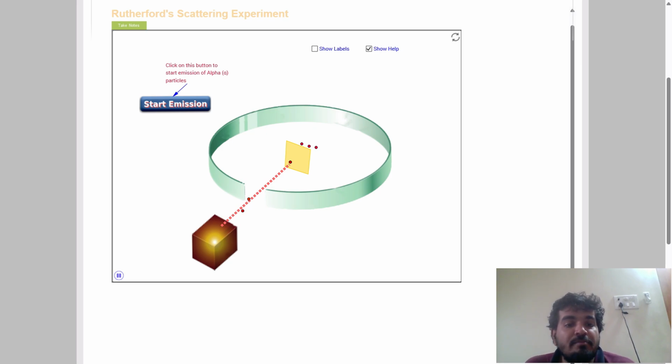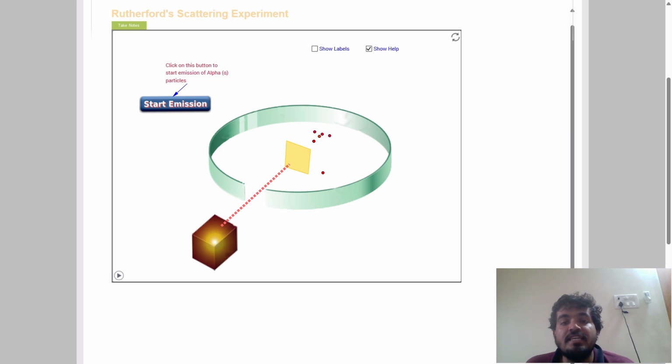Now, if I press the play button, you can see that the alpha particles are emitted from the radioactive element placed in the lead box, striking the gold foil, and the particles are emitted from the gold foil in a straight line, and some of the particles are deflected at different angles, and they strike the zinc sulfide screen as shown in the figure.